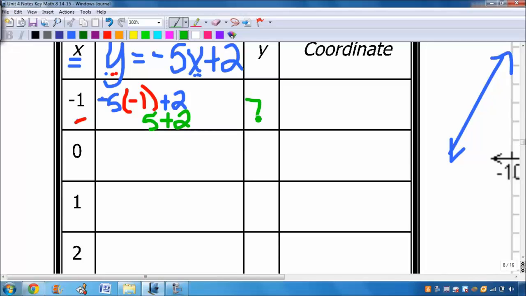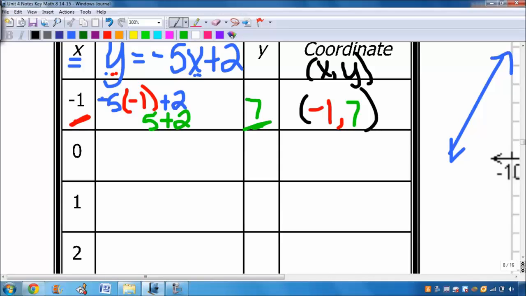Okay? So then if you look at this right here, it asks you to fill in what your coordinate is. Well, remember, a coordinate is just an x value followed by a y value, right? So your coordinate is always x comma y. Well, in this example, your x value was negative 1. So I'm going to say that it's negative 1, comma, and then my y value right here was 7, so it's negative 1, comma 7. Okay, so that's my coordinate.